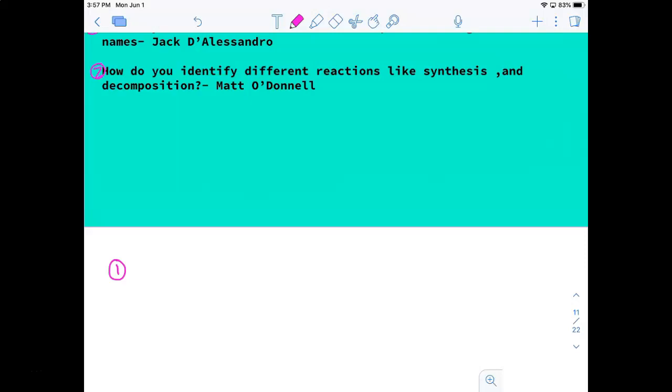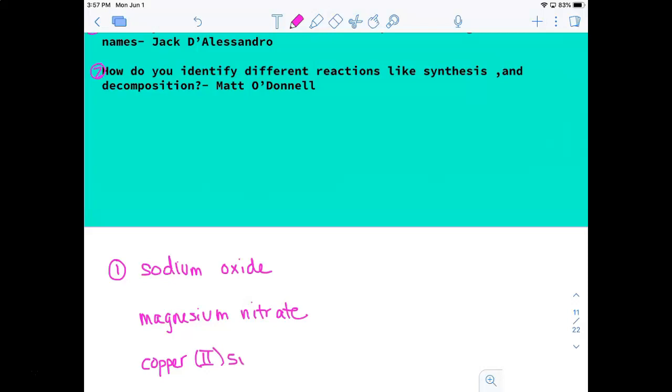Let's do sodium oxide first. Then let's do magnesium nitrate. And copper(II) sulfate. Okay, so first I know that these are ionic compounds because the first thing is a metal and the second thing is a nonmetal or a polyatomic ion. So the process is the same for all three of these guys.